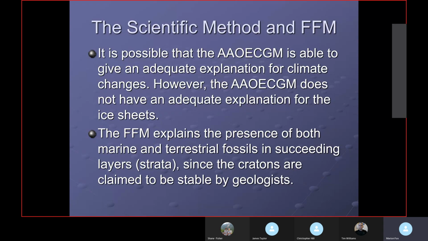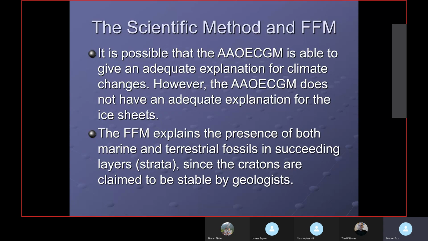That's definitely a problem. And I cited some sources that claim that this is a big problem that they've never answered. The Fox flood model explains the presence of both marine and terrestrial fossils in succeeding layers or strata. And we remember the cratons, that's like the root of a tooth. It sets down into the magma, and it floats. So the continents are floating on molten rock. And the cratons are claimed to be stable by geologists.